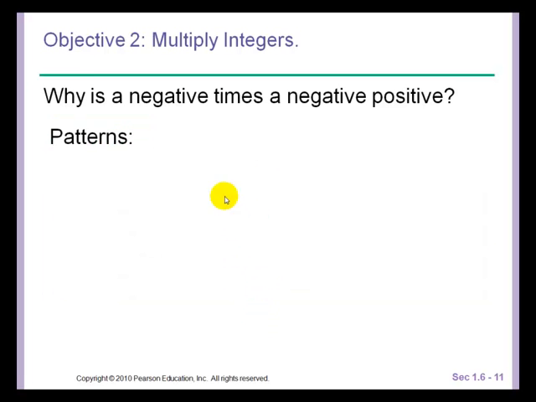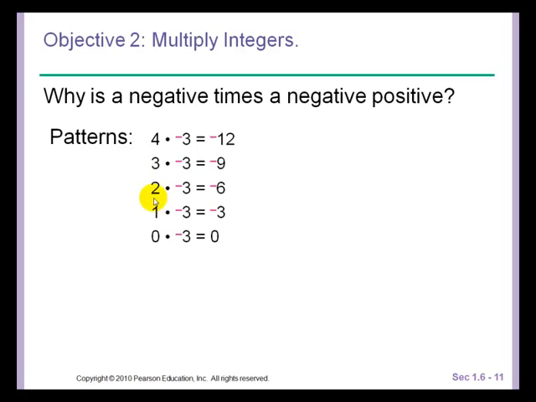Why is a negative times a negative a positive? Let's look closer at that pattern. So as we saw, a positive times a negative is a negative. And so we have all of these. Here, though, instead of subtracting 3 each time, we're actually adding 3 each time. Negative 12 plus 3 is negative 9. Negative 9 plus 3 is negative 6. Negative 6 plus 3 is negative 3. And negative 3 plus 3 is 0.